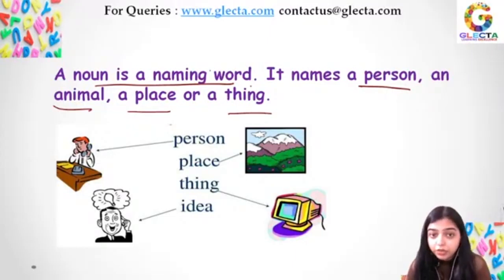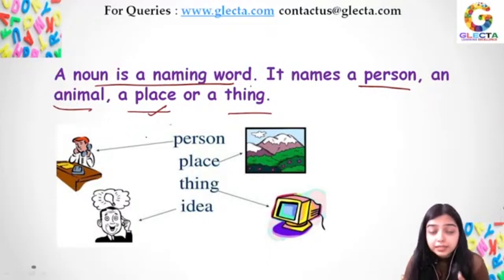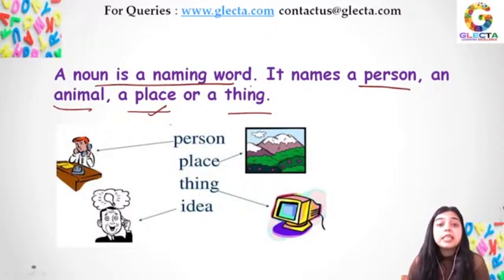The next category is a place. Now this is something that all of us have specific places. We have specific schools, we visit playgrounds, parks, sometimes a birthday party. So all the places where we visit, where we can visit, where we know of, they are also nouns.